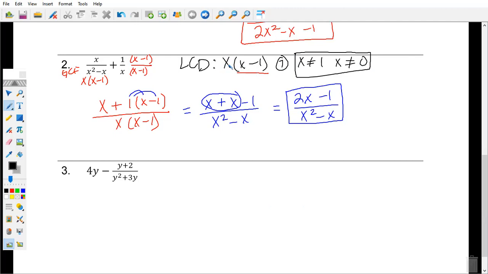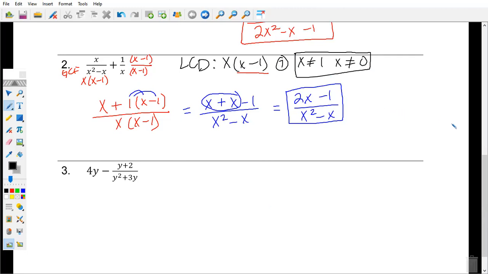X cannot equal 0. X is a single factor here. It's a monomial. So that means if x was to equal 0, it would make everything else around it 0. It annihilates everything else. So that wouldn't be 1 with it.